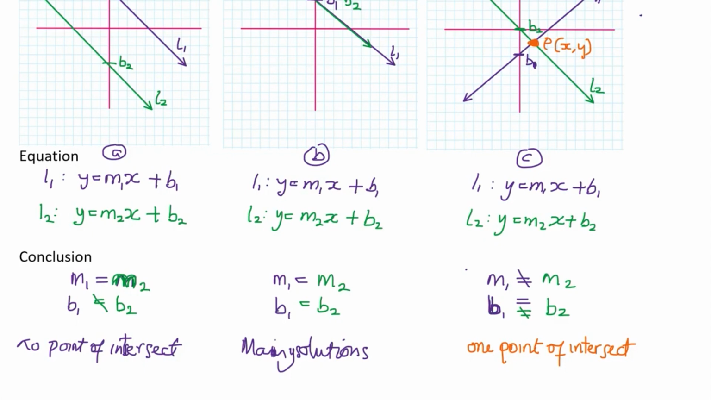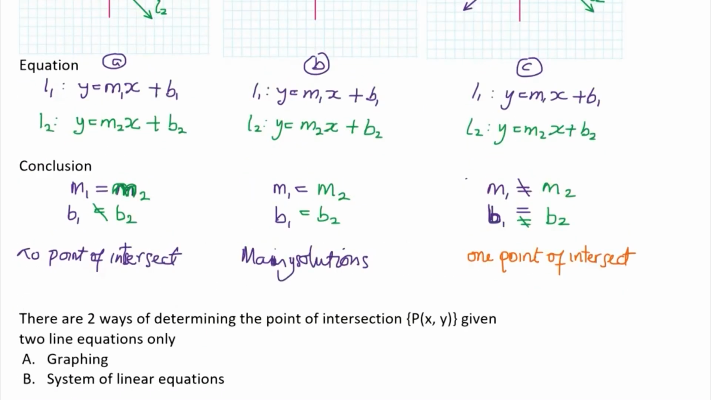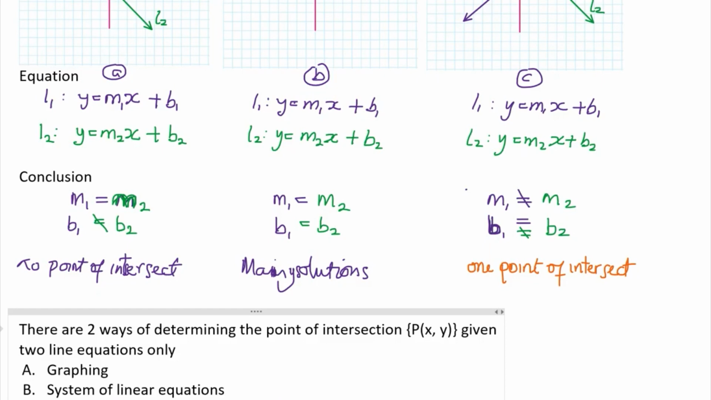cases or how to determine this particular intercept, or determining one of these three possibilities. And this actually comes from two strategies to keep in mind. One strategy used to determine the point of intersect when given two equations, because you're dealing with two lines, is one, graphing. So in this video, we're going to look at graphing, and by giving two equations, you'll be able to determine whether those lines actually intersect at a point, or they have many solutions, or they have no point of intersect.